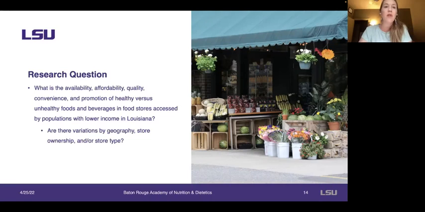store ownership, so those that are like corporate chain stores versus your small mom and pop independently owned stores, and then store type. We know that there's a lot of differences between dollar stores, grocery stores, and convenience stores, for example. And so this study was two-part, and this is the first part that looked into some of these variations.